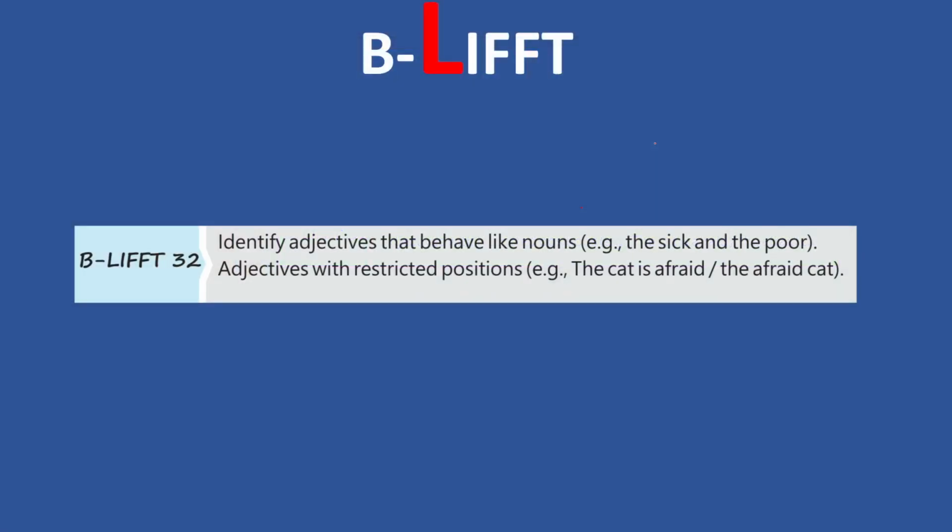Why? Because this is the demand of the SLO, which says to identify the adjectives that behave like nouns, for example, the sick and the poor, and restricted positions of the adjective. For example, the cat is afraid or the afraid cat. So we are going to learn two different types today.